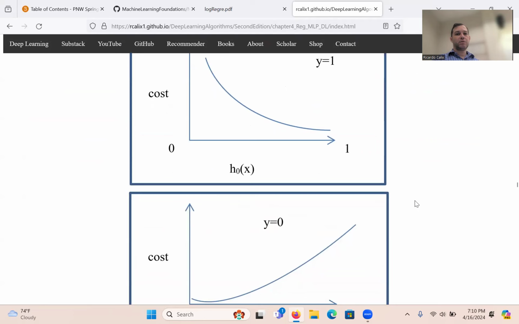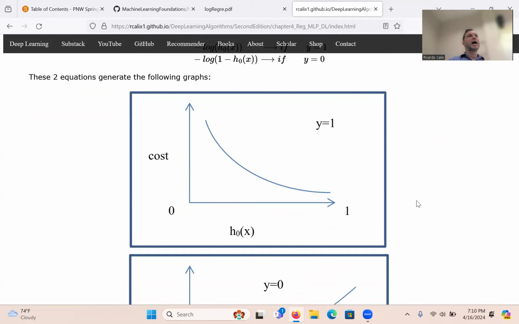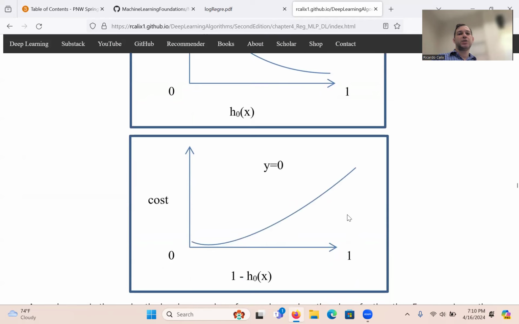I guess I'm going to show them individually, but basically it's the same idea. If y, the real value, is one, you choose one of the equations. One of the equations gives you this curve, and in that curve, taking gradient descent takes you down here, right? You can see that when you get to here, the value starts to approximate. Does that make sense?